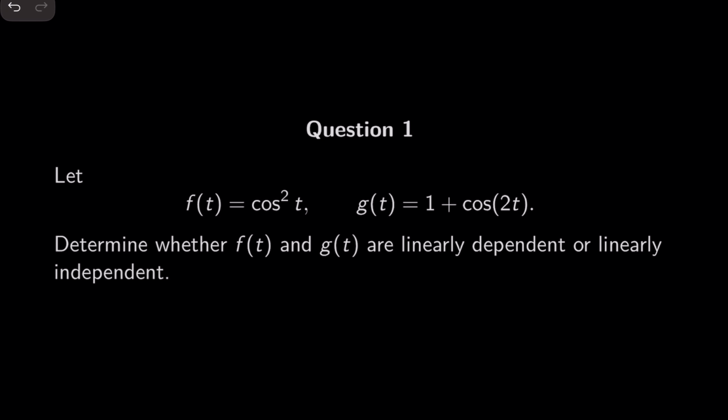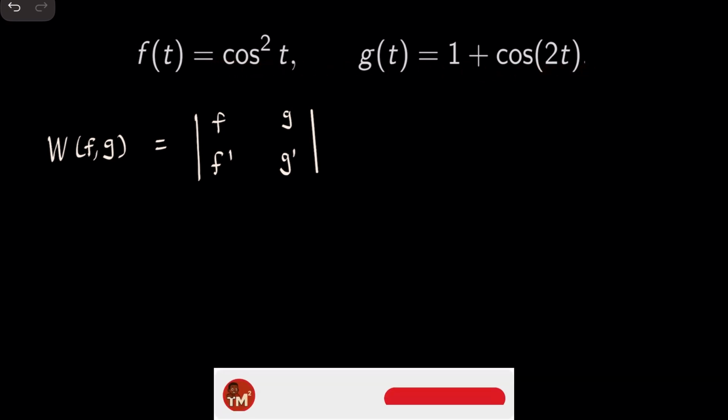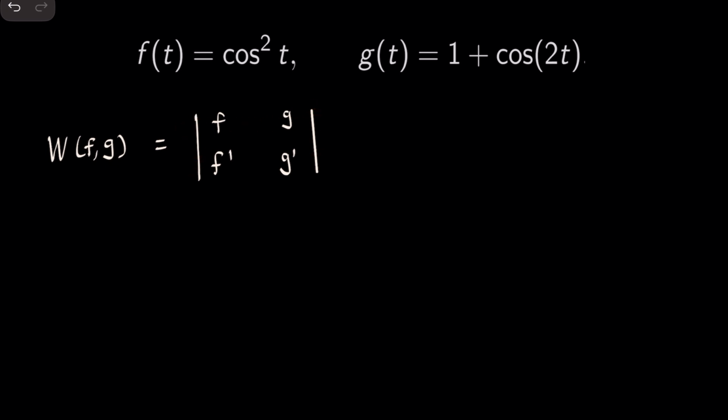With our first question, we are being given f of t is equal to cosine squared of t and g of t is equal to 1 plus cosine of 2t, and we are to determine whether f and g are linearly dependent or linearly independent. To determine this, we use the Wronskian, which is defined as the determinant of the 2 by 2 matrix whose first row is the entries of the functions and whose second row is the entries of the derivative.